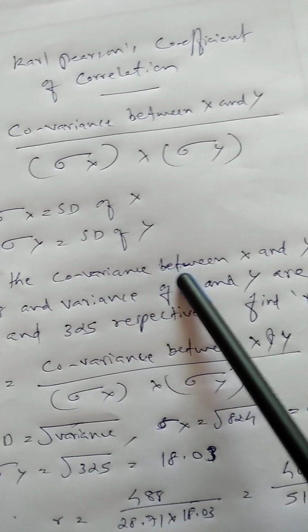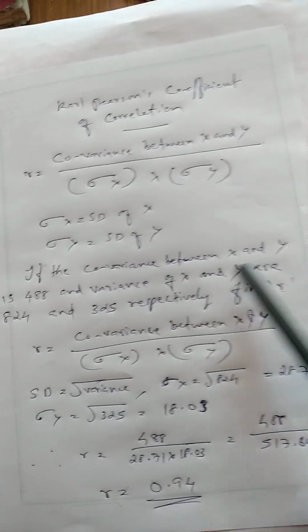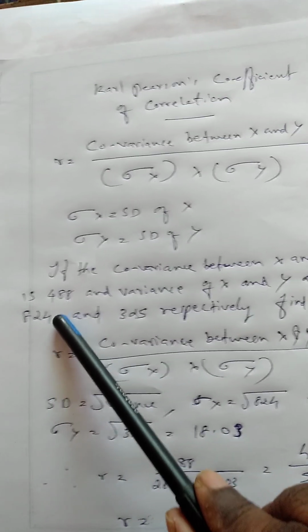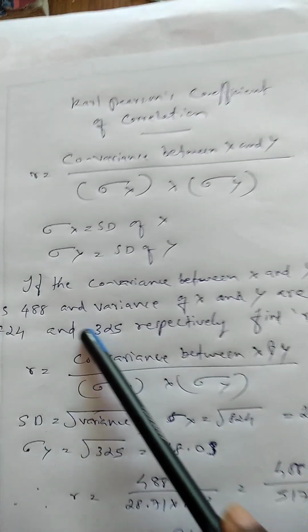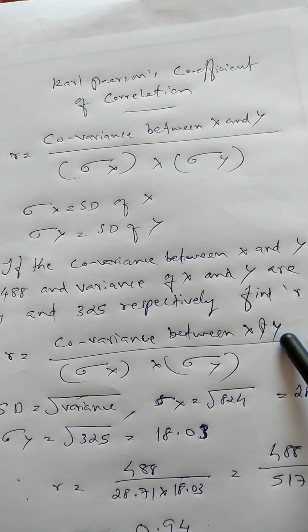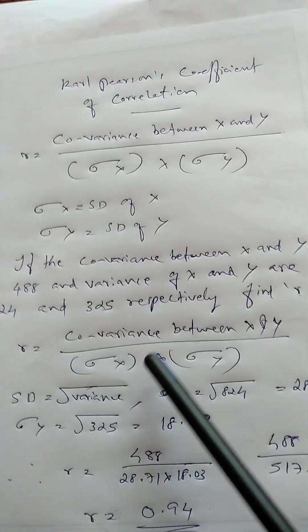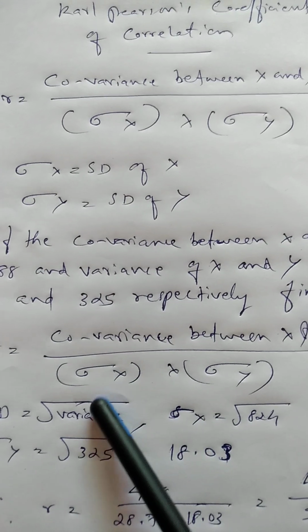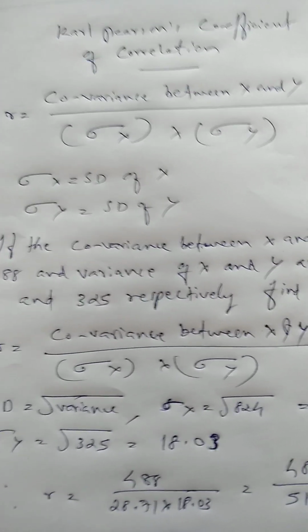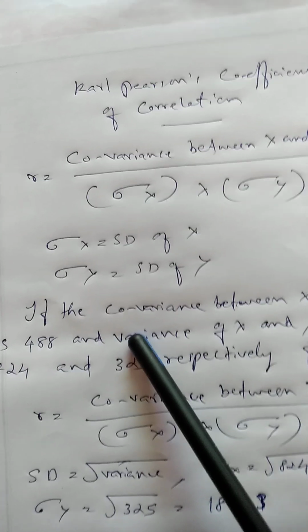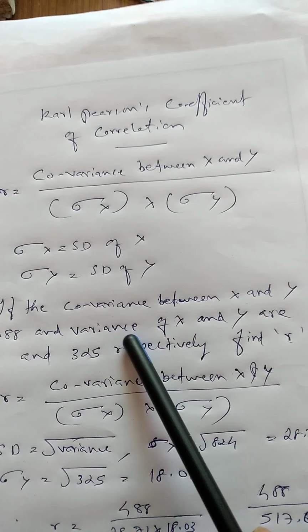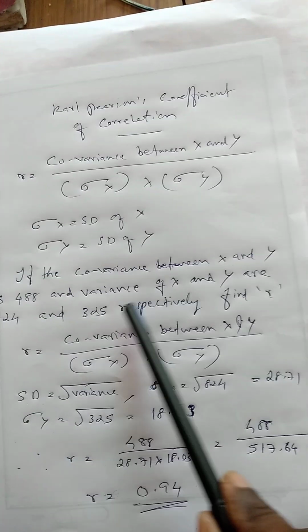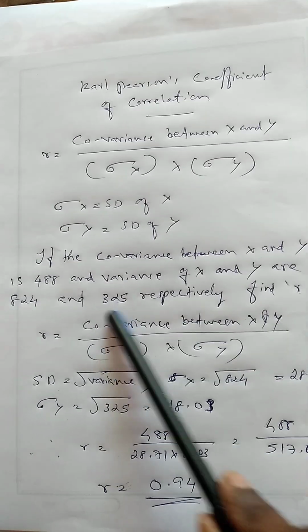Okay. Here, check this question. The covariance between x and y is given in the question, which is 488. Right? Covariance between x and y is given in the question, 488. So the numerator is available. Okay. Now, the denominator consists of two items, standard deviation of x and standard deviation of y. Okay. See, in this question, standard deviation is not given. In the question, variance of x and y are given. Variance of x and variance of y are given.